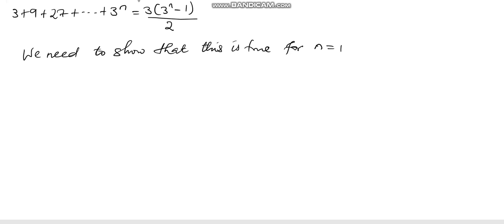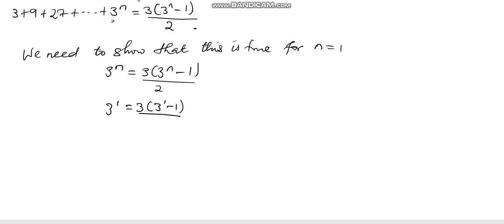So we get this expression here, we equate it to the right hand side, then where there's n there we substitute with 1. So we have 3 to the power n is equal to 3, open brackets, 3 to the power n minus 1, we close the bracket there, then we divide by 2 here. So where there's n here we substitute with a 1, so we have 3 to the power 1 here is equal to 3, open brackets, 3 to the power 1 minus 1, divided by 2 here.